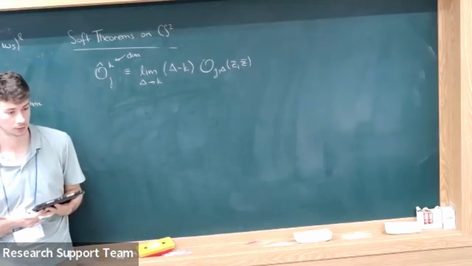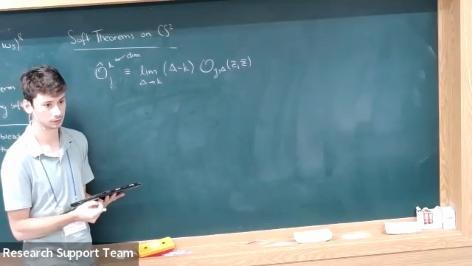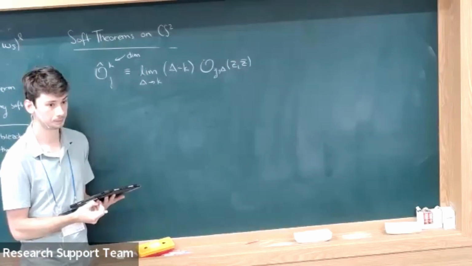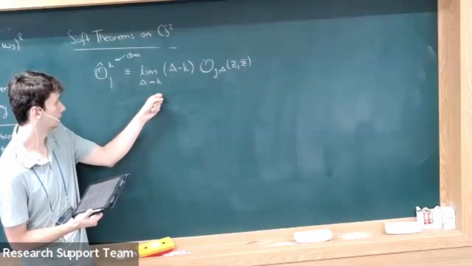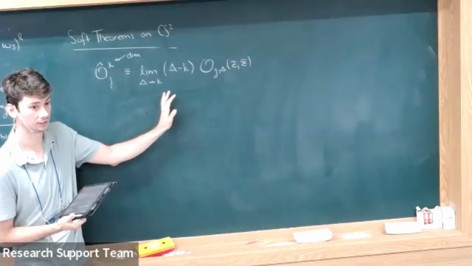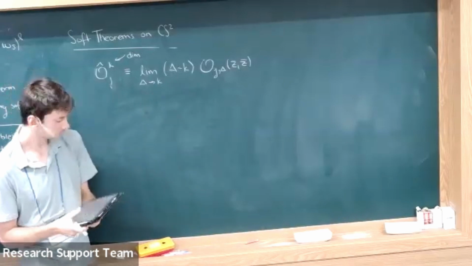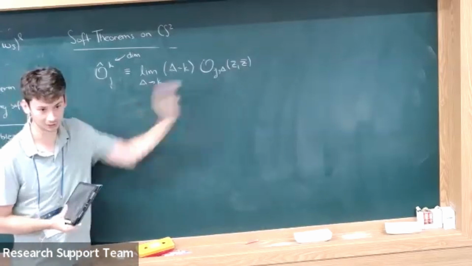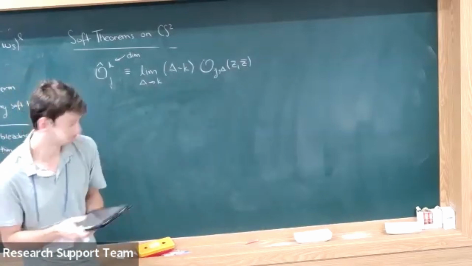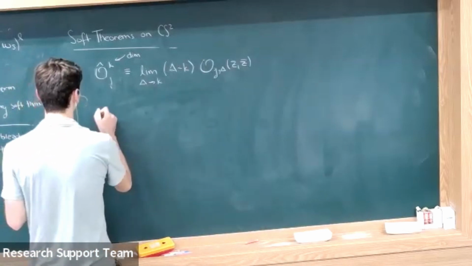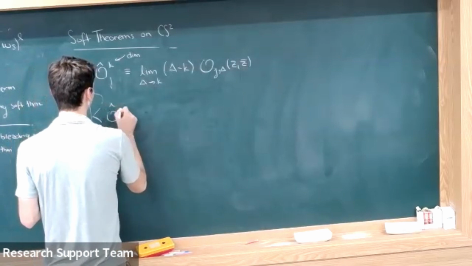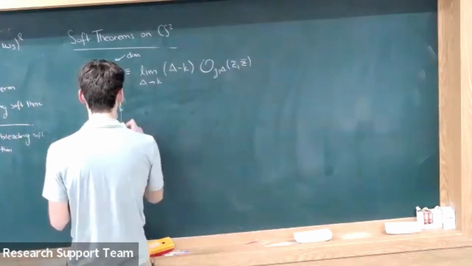So here you are defining the soft limit just looking at the pole structure. So this is actually going to be called the conformally soft limit for reasons that we'll see in a moment. All right. Now let's see what happens when I put this O hat K inside a scattering amplitude.